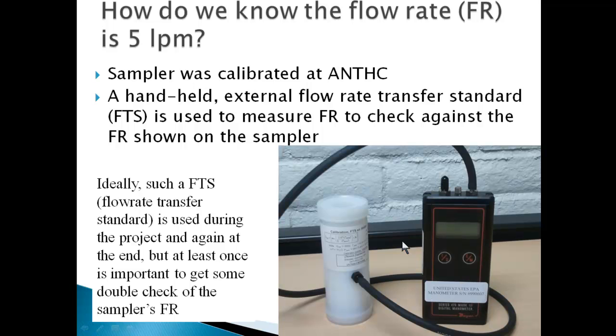We have some of these at the Tribal Air Monitoring Support Center that we loan out to tribes when theirs are sent back to the manufacturer for recalibration. Ideally, such a flow rate transfer standard is used during the project and again at the end. But at least once, it's important to get some double checking of the sampler's flow rate. So this again is called a flow rate transfer standard. A lot of times I call it a handheld, just to distinguish it, because your device has a flow rate detector in it also, but this is an external one. It's like a double check.